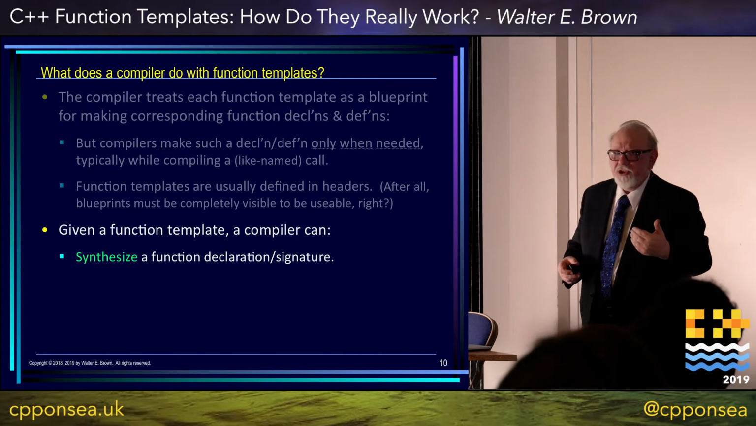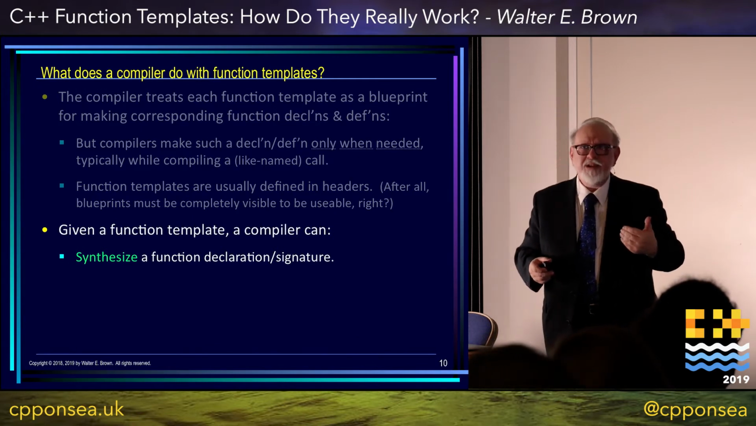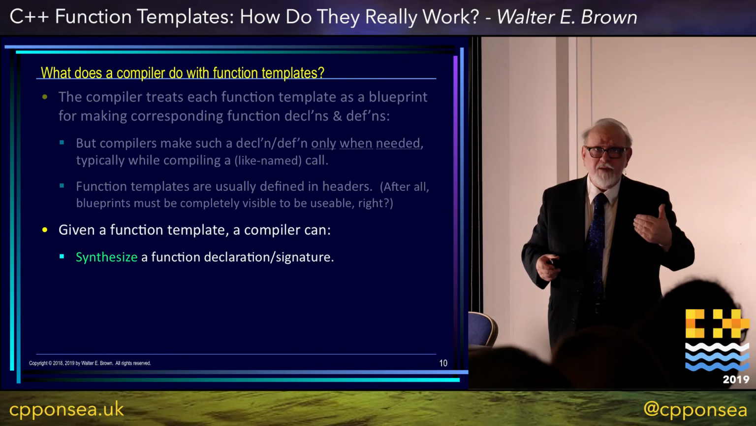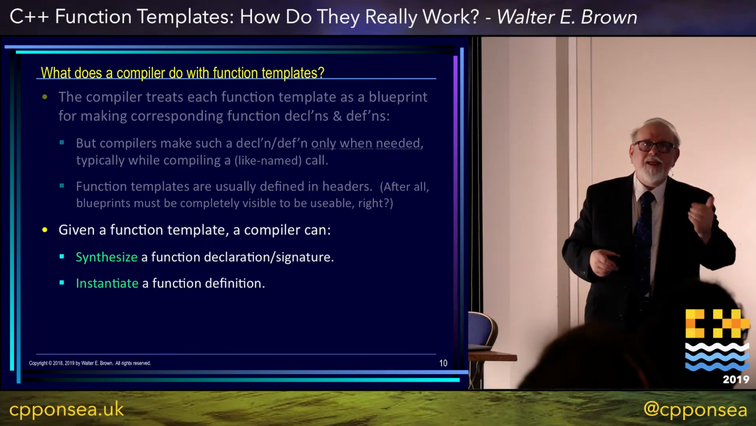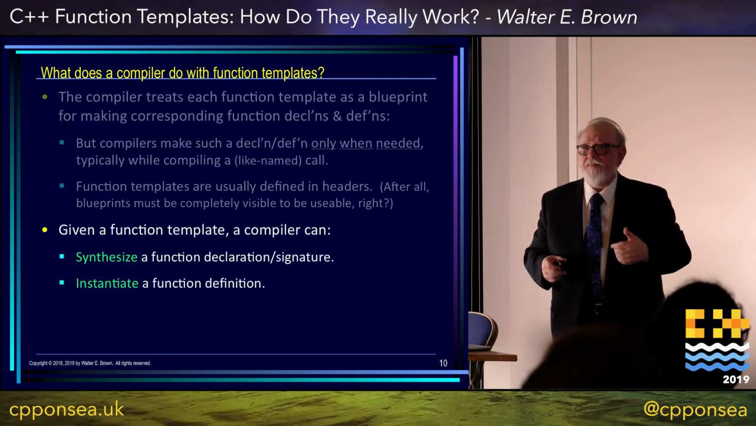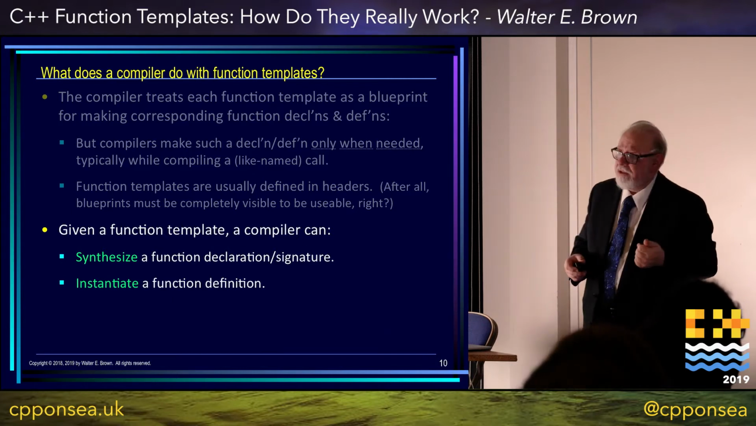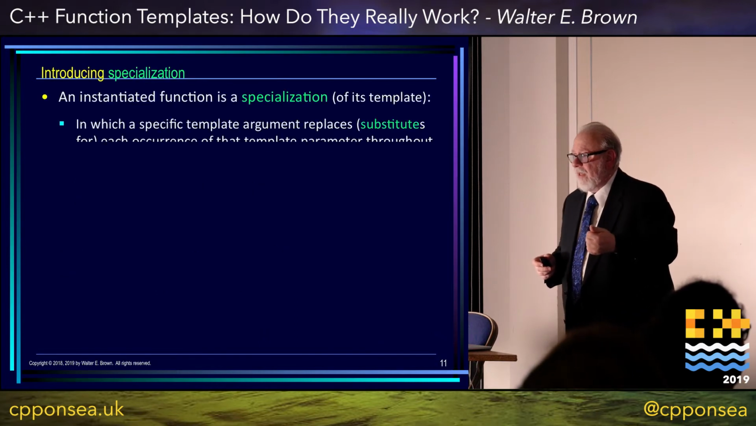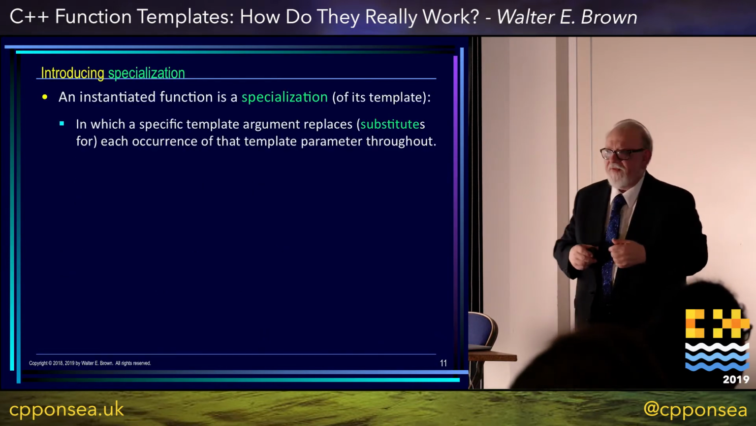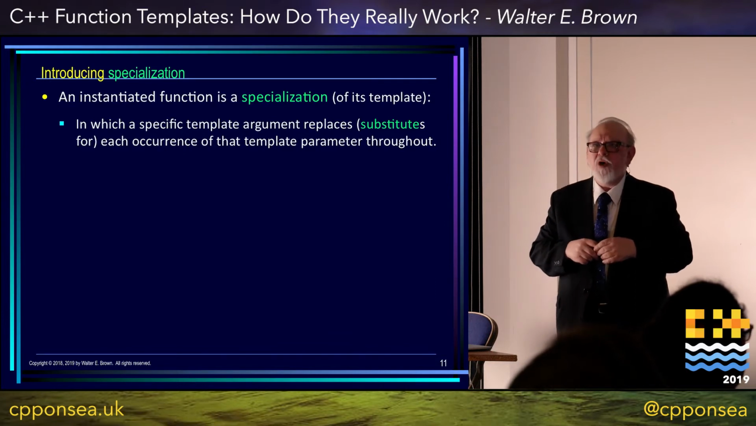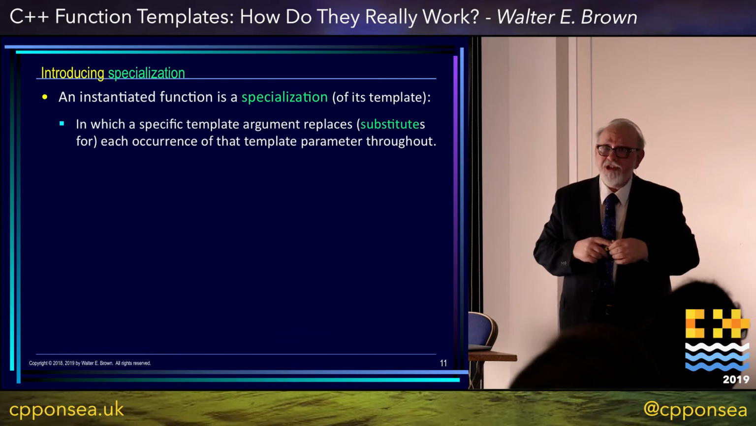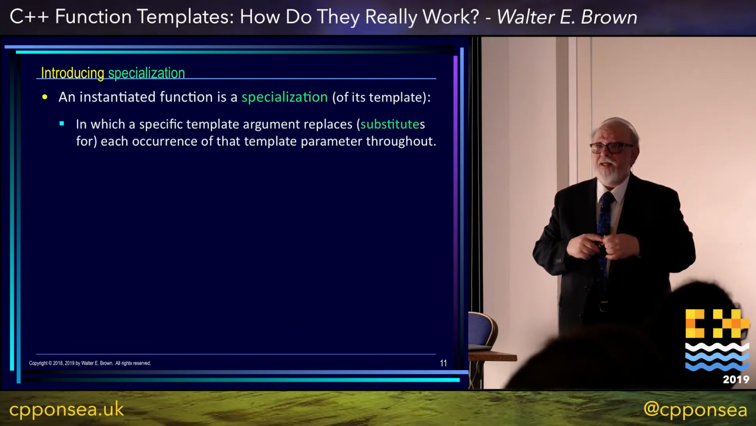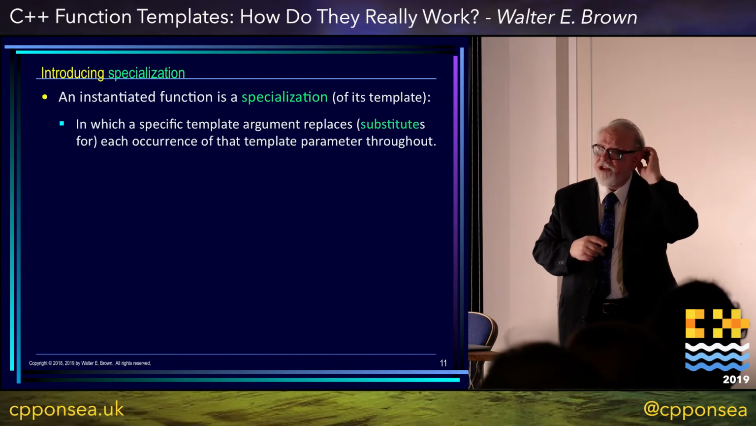So we have function declaration synthesis, and then later, during compilation, we have function definition instantiation, okay? So those are the two principal steps. The nomenclature is that an instantiated function is known as a specialization. And it doesn't matter where the specialization comes from, okay? It doesn't matter how it's instantiated or when it's instantiated, it's referred to as a specialization.